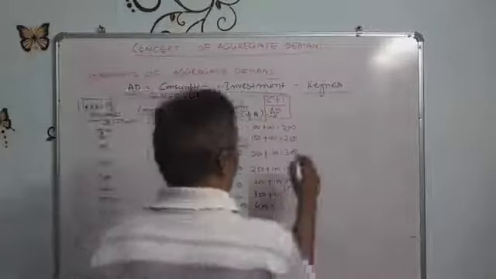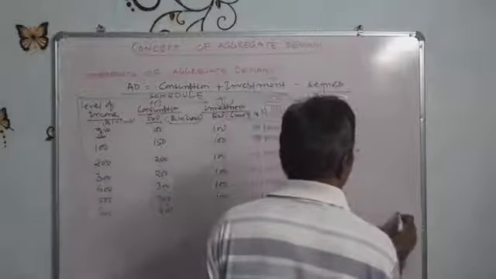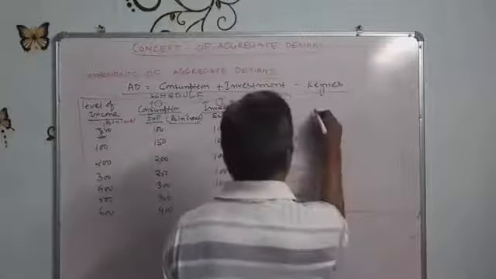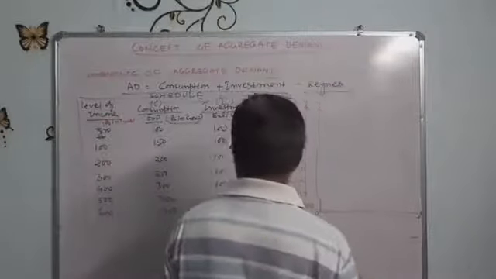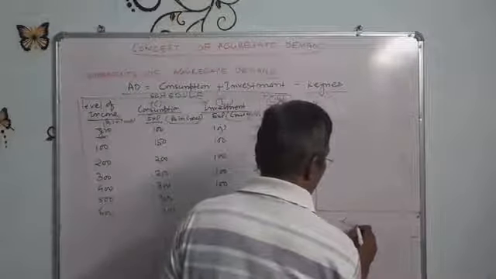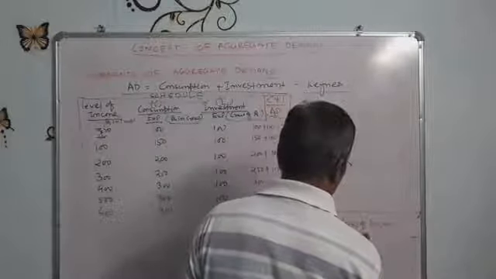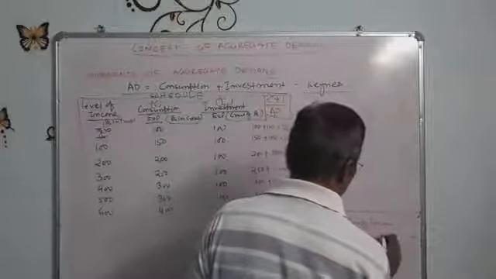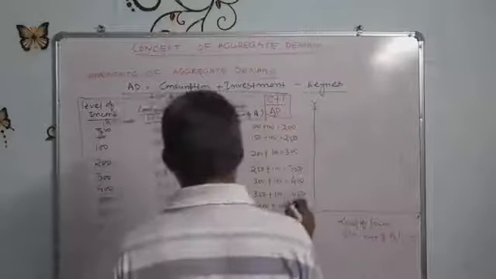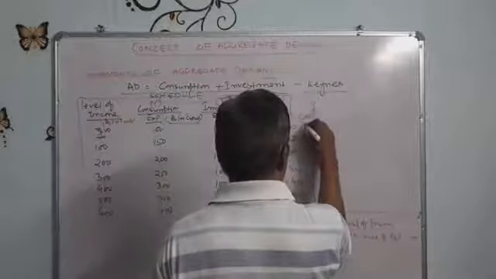Now let me draw it. This is the origin O, this is the x-axis and this is the y-axis. The x-axis is the level of income in crores of rupees, and the y-axis depends on both consumption and investment.